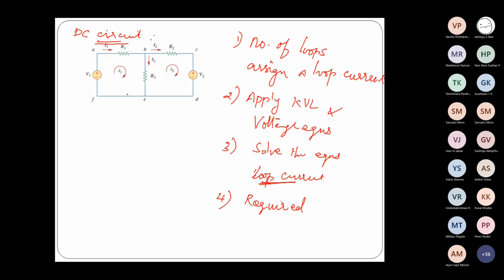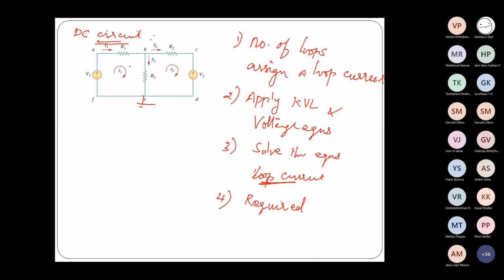Definitely it's a planar network because no branch crosses another branch. Now this ABCDEF naming is given just to understand the loop. It's not mandatory, just to explain. Obviously this is the reference node. Actually in mesh analysis, this reference node is not very important. For node analysis, that's very important.